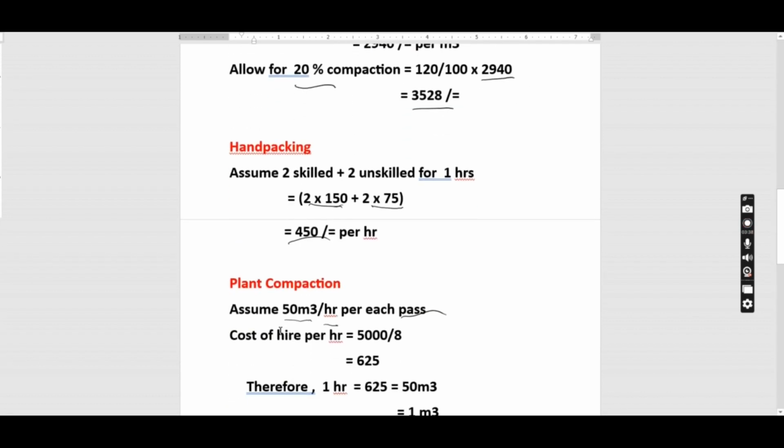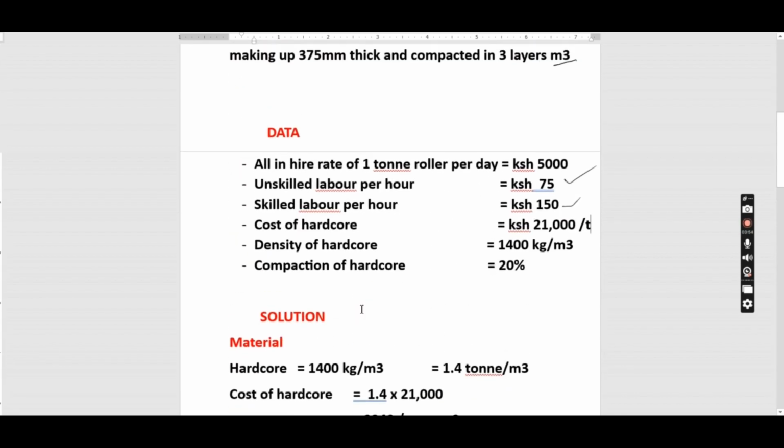Now we go to the plant. The plant, we are going to assume the amount of work that the plant is going to do. So in this case, we are assuming 50 meter cubic per hour per each pass. Now we are hiring, remember we are hiring the plant. We are hiring the plant at 5,000 per day.